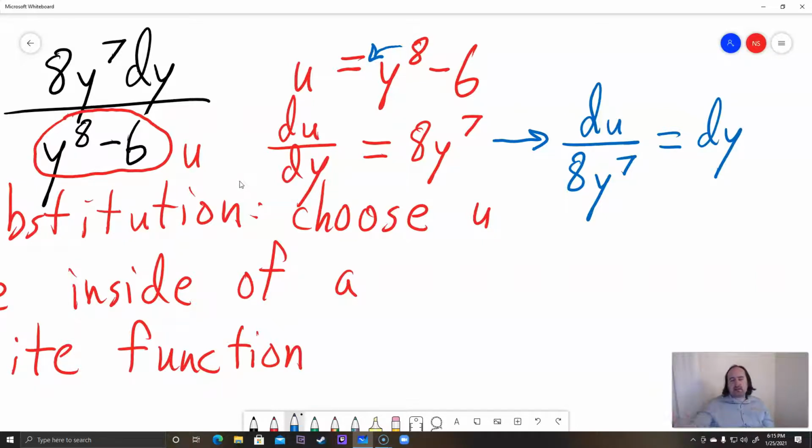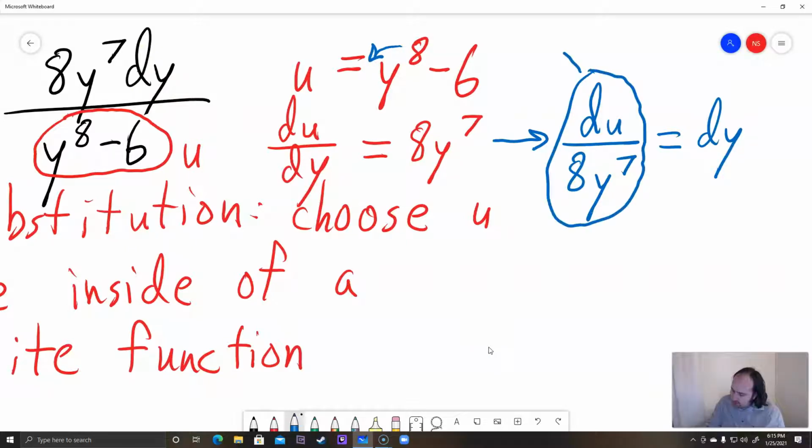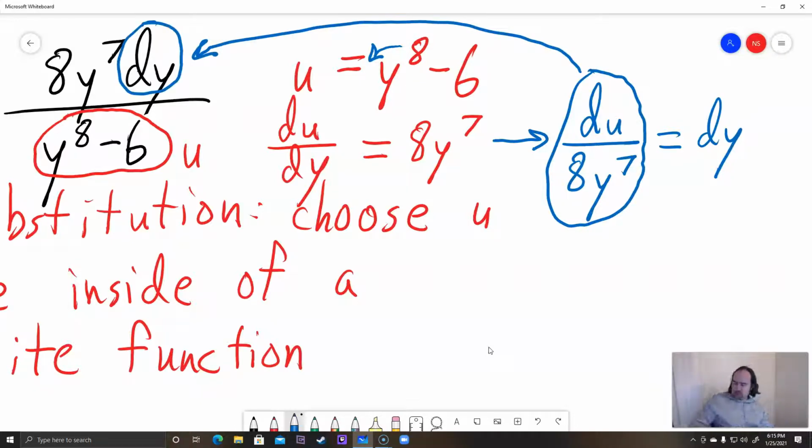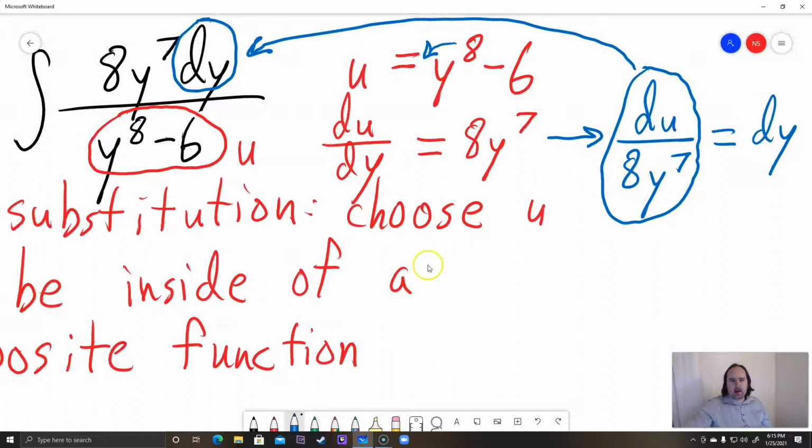So all I did in that step was isolate dy. I multiplied both sides by dy and divided both sides by 8y to the 7th. Now the reason I usually teach it this way is it can be somewhat easier, because since we have dy isolated now, we can plug this whole thing in for dy in the integral. So we have du over 8y to the 7th, and we're plugging that in for dy. Okay, so what's that going to give us?